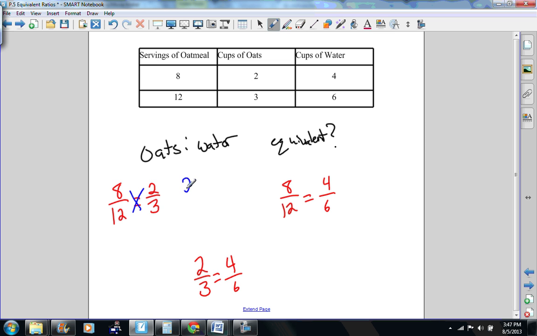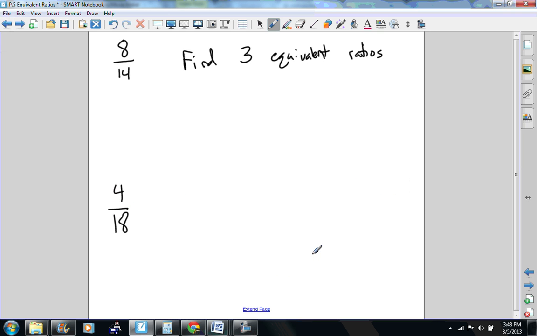8 times 3 is 24. 12 times 2 is 24. So oatmeal and oats are equal to each other. This one here, 8 times 6 is 48. 12 times 4 is 48. So oatmeal and water are equal to each other. And 2 times 6 is 12. 3 times 4 is 12. So yes, all of these ratios are equivalent to each other.